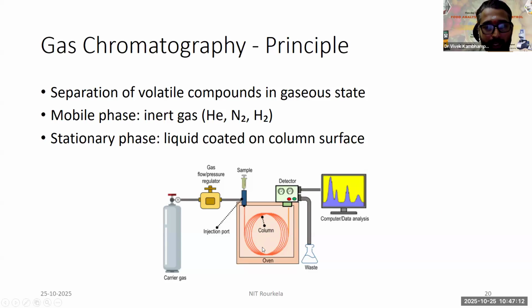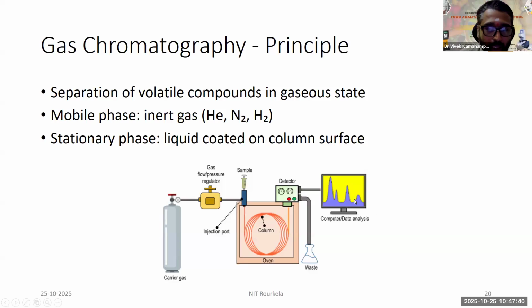Different molecules will get separated and they will start hitting the detector one by one. Based on the molecular weight, the peaks will be generated in the computer. That is the principle of gas chromatography. Separation, then those separated molecules will hit the detector, then that detector will convert that signal to the graphs.